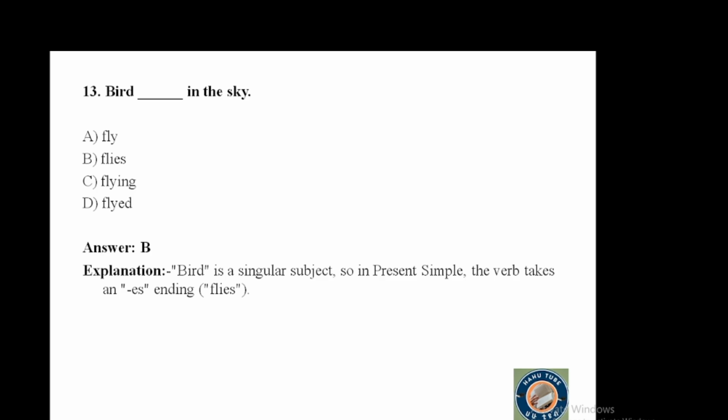Question number 13. Bird blank in the sky. A. Fly. B. Flies. C. Flying. D. Flight. The answer is flies. Bird is a singular subject, so in the present simple the verb takes es ending, in this case flies.